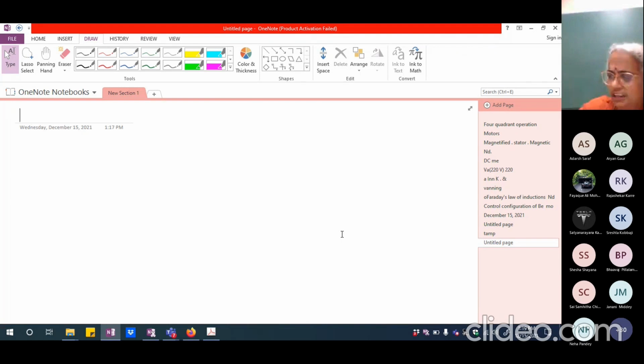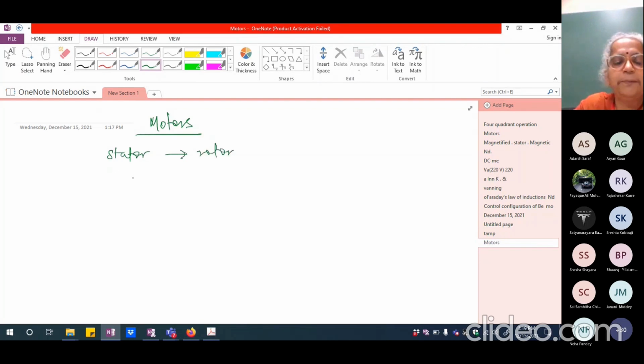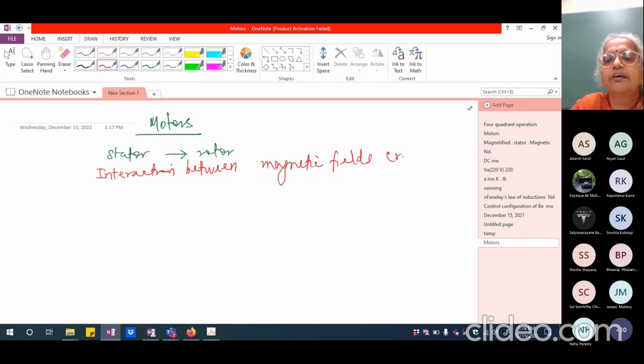Absolutely. Because especially if you look at motors, in a motor you are always going to have two portions. One is going to be the stator, the other one is going to be the rotor. The torque developed, or the rotation of the rotor, is only because of the interaction between the magnetic fluxes or magnetic fields created by rotor conductors and stator conductors.